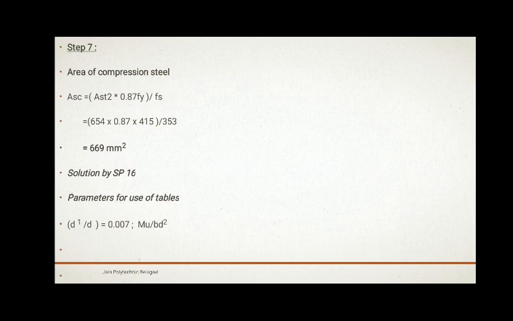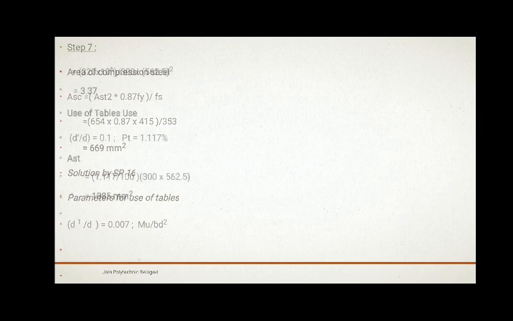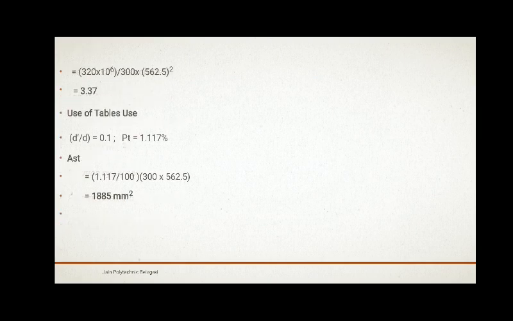Now after calculating by the actual IS 456, the next method is by SP 16, parameters used for use of tables. So d dash by d is equal to 0.07, Mu by b d square, substituting in that equation we get 3.37. Now using tables we have d dash by d is equal to 0.1, percentage of steel is equal to 1.117%. So Ast, substituting the values, we get 1885 mm square. Thank you.